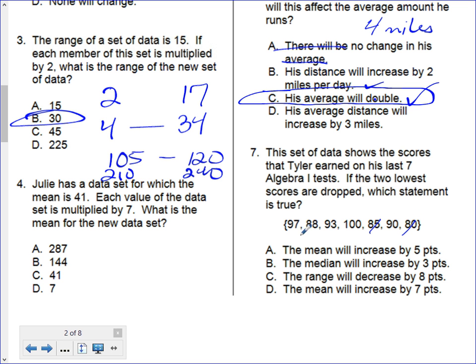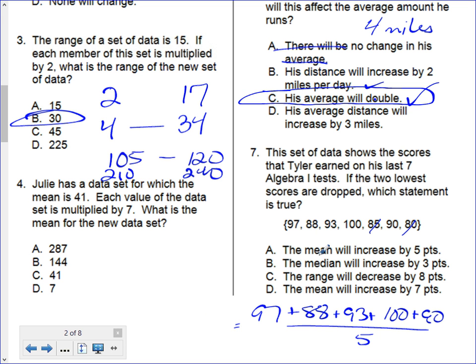Can we calculate the new mean? What's the new mean? 97, 88, 93, 100. Add those up. Divide by 5. It gives about 423. 423 divided by 5. What, 93?